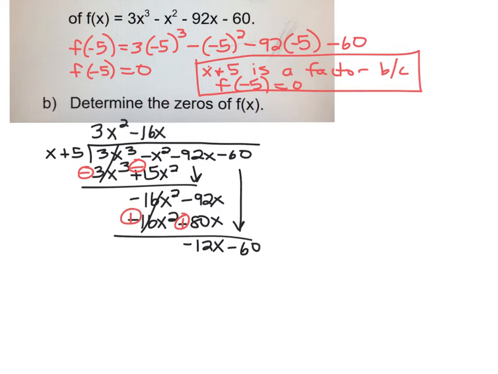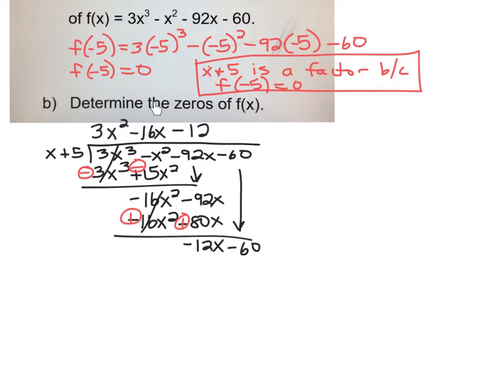So I look and say, what do I multiply the first term on the outside by to give me the first term under this division bar? So, I need to multiply x by negative 12 in order to give me negative 12x. So I'm going to put that negative 12 right on top. Now, remember, x plus 5 is a factor, so we should not be winding up with a remainder. If we wind up with a remainder, it means we made a mistake somewhere. So let's see what happens.